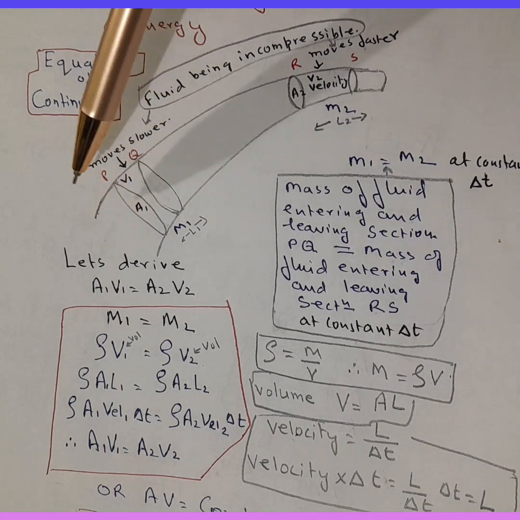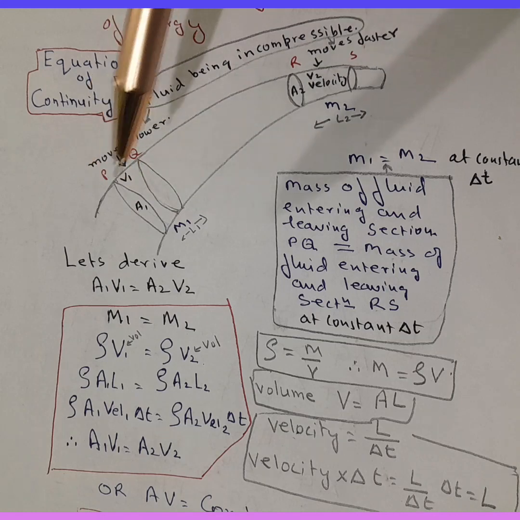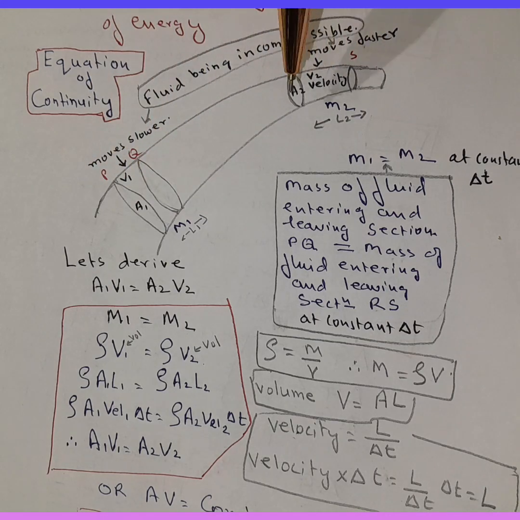So if we just try to apply it over here, the velocity here would be very high because the area of cross section is very low, and so the pressure experienced also would be very low. All right.